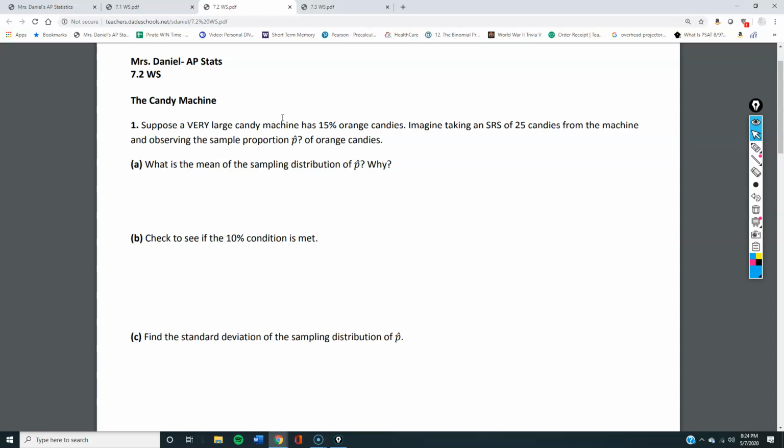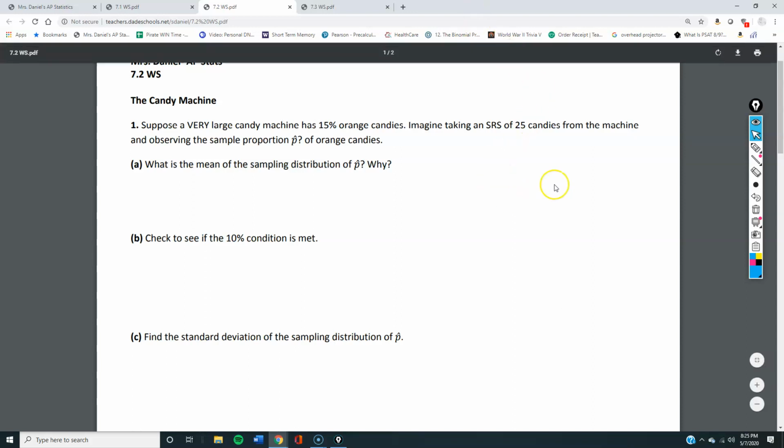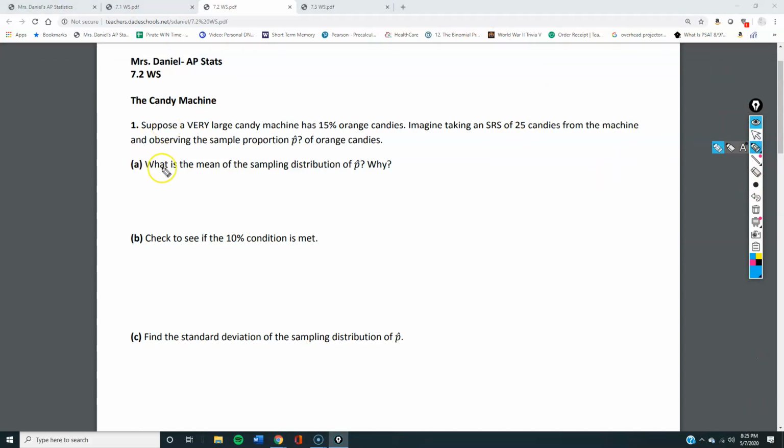So we're looking at the candy machine. You're going to take a simple random sample, 25 from the machine, and we're going to look at what's the mean and standard deviation of the sampling distribution. Well, it's a proportion, right? This 15% is a proportion.